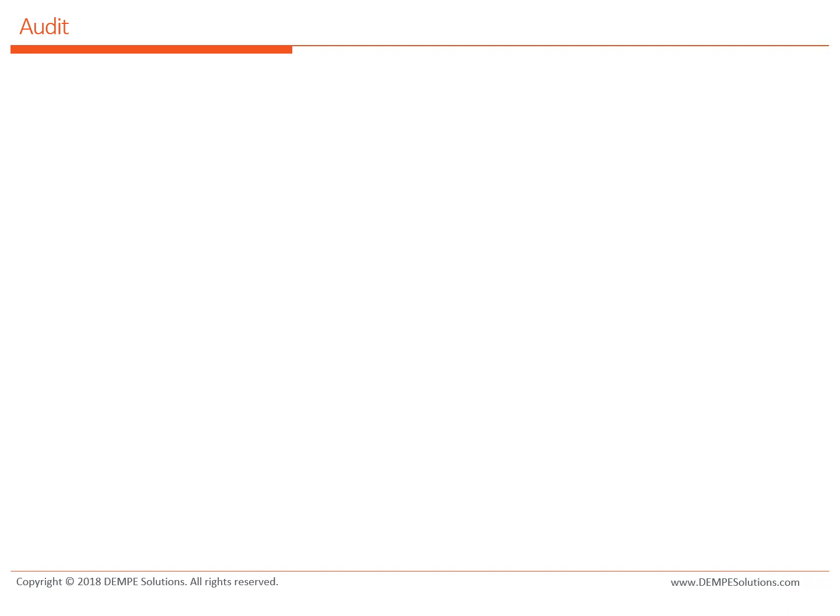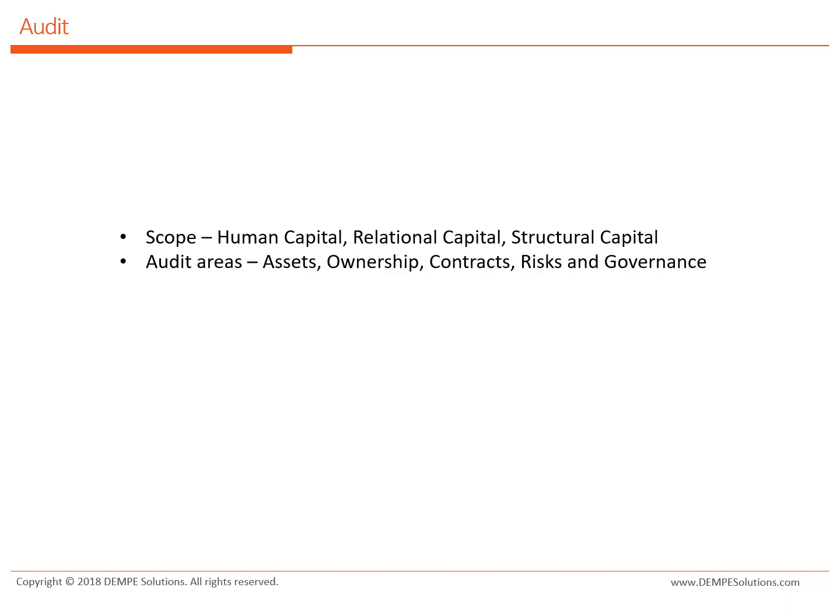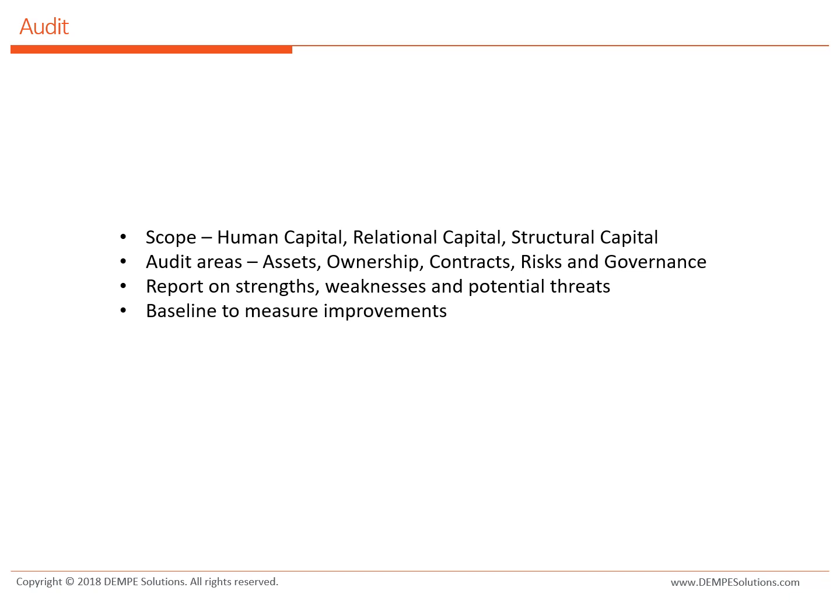Audit. A broad intellectual capital audit will cover intangible assets under the headings of human capital, which covers competencies and key skills, relational capital, for example, customer and supply chain relationships, and structural capital, including trade secrets and formal intellectual property. The audit follows a structure that examines assets, ownership, contracts, risks, and governance. This audit will identify the firm's strengths and highlight weaknesses and potential threats. The results of the audit will suggest areas to focus on in a concrete action plan and will also provide a baseline from which to measure improvements.